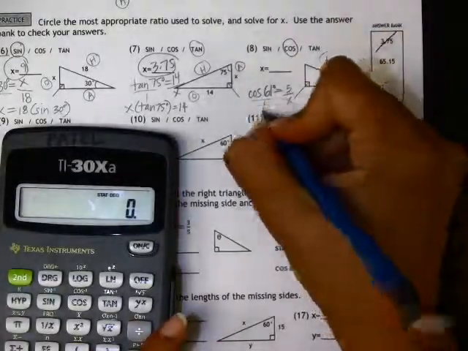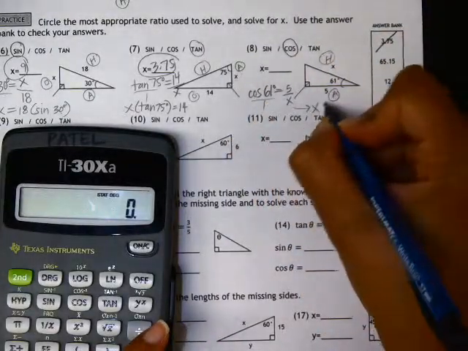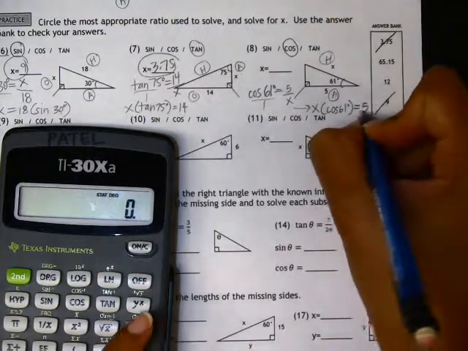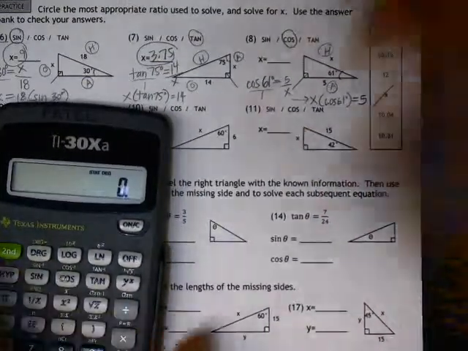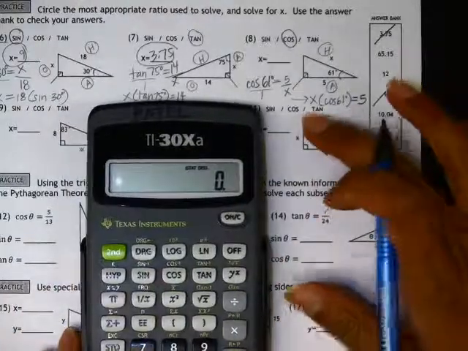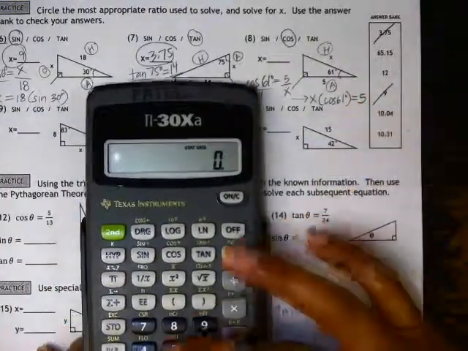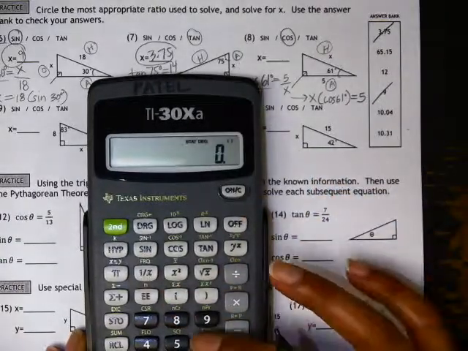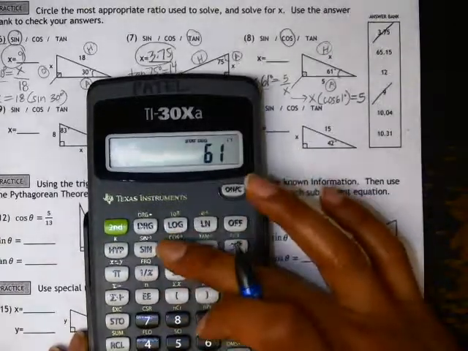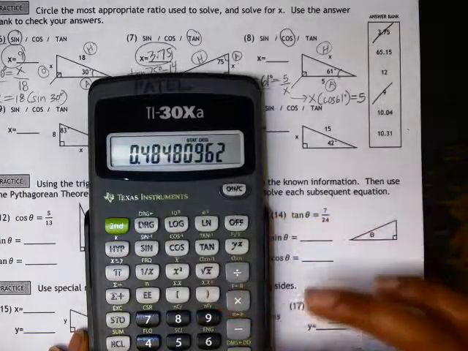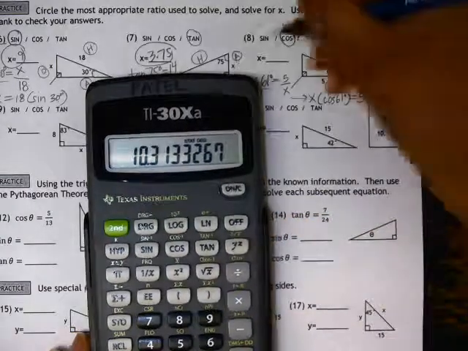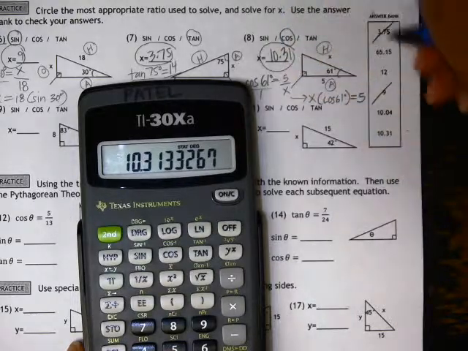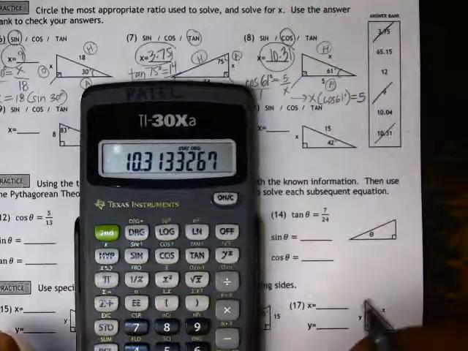And then cross multiplying again here, we have x times the cosine of 61 degrees is equal to 5. So to solve for x here, 5 divided by the cosine of 61, so 5 divided by open parentheses, 61 cosine of that, close the parentheses, and then equals. So this would be 10.31.